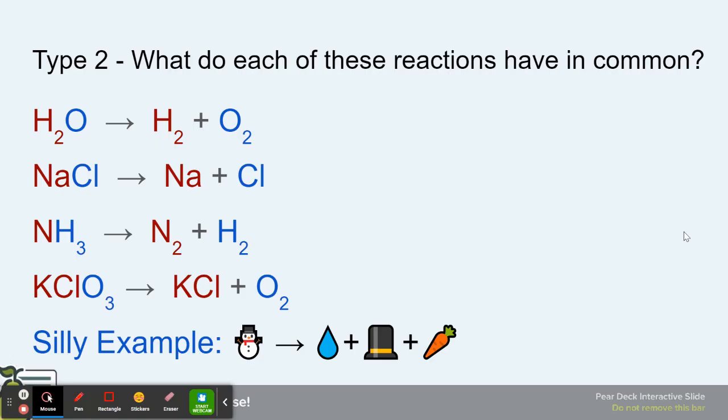Okay, take another moment. This is the second type of reaction. I want you to take a look and try to brainstorm. What do these all have in common?